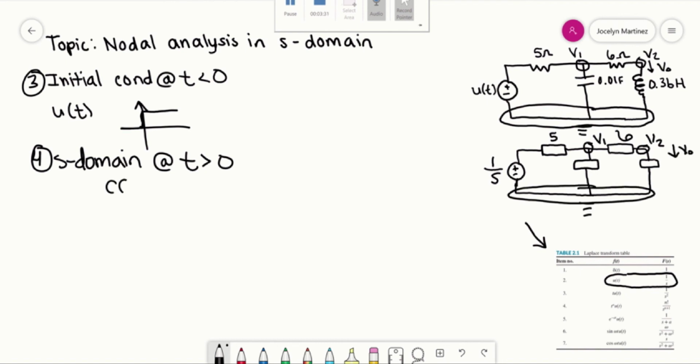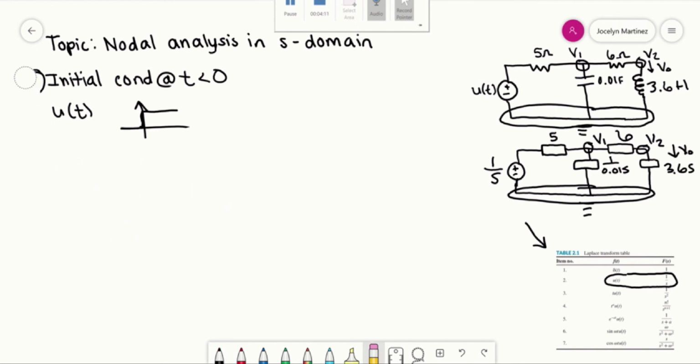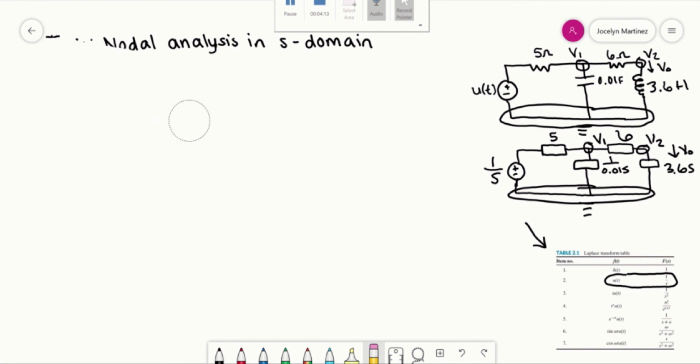So a capacitor in the S domain will be treated as 1 over CS, while an inductor in the S domain will be treated as LS. So this will become 1 over 0.01 S, while this becomes, this is actually supposed to be 3.6. I apologize. 3.6S. Okay, nice. Just always remember that capacitors and inductors can be treated as resistors in the S domain.